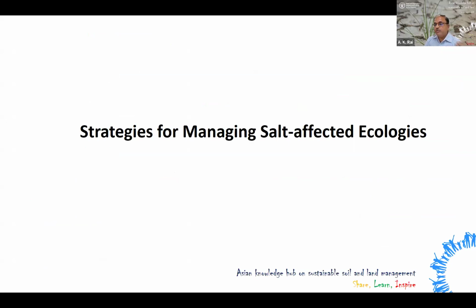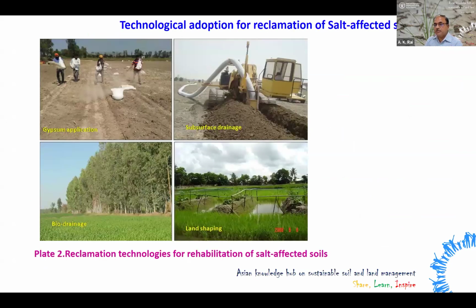And then what attempts are we making in India as far as managing salt affected ecologies. Since 1969, the inception of the Central Soil Salinity Research Institute, we have largely depended upon gypsum technology, where we apply gypsum depending upon the gypsum requirement. Then for saline and waterlogged affected areas, we are heavily dependent on subsurface drainage. And in canal irrigation command areas, where there is the problem of waterlogging because of seepage from the canal, we are using the preventive technique of bio drainage.